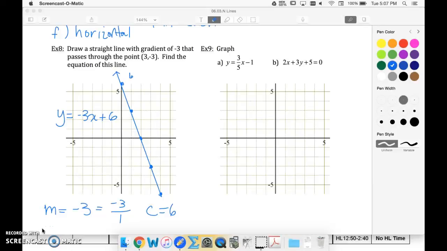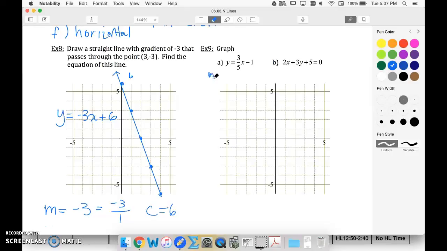Example 9 asks us to graph two lines. I can see that the first line is in slope-intercept form. So for this first equation, I can see that my slope is rise 3, run 5, and my y-intercept is -1. Don't forget this negative. So I'm going to start at the y-intercept of -1, and then I'm going to rise 3 and run 5.